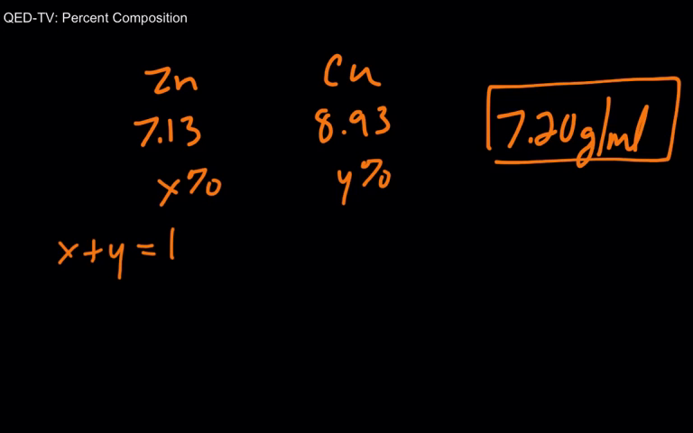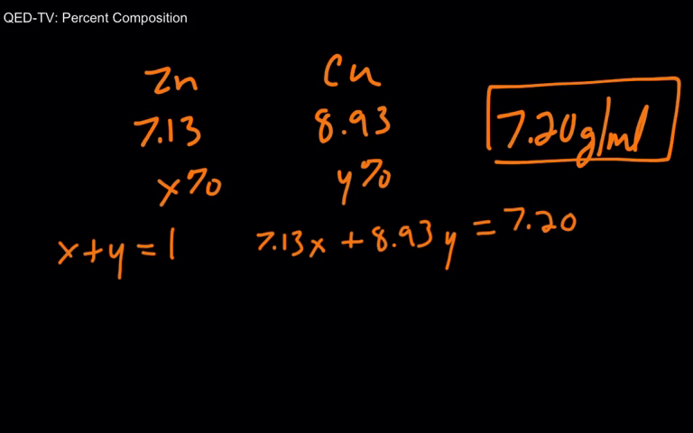The other equation that I would need is the one we've been practicing with so far. If I wanted to figure out the overall density of the penny, I'd take 7.13 times X percent plus 8.93 times Y percent, and that would give me the overall density of the penny, which is normally what you're trying to figure out. But in this case, we actually know it. So we know this side of the equation, but we don't know our X's and Y's. So how can I figure them out?